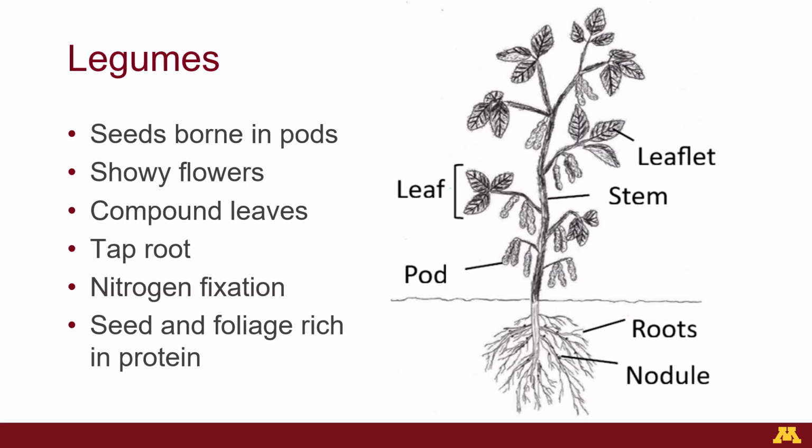These include seed borne in pods, showy flowers, compound leaves, biological nitrogen fixation, and seed and foliage rich in protein and taproots. Here we see a mature plant of soybeans, a legume grown for grain production. The figure is a botanical line drawing of a soybean plant labeled with roots, root nodule, pod, leaf, leaflet, and stem. Note the seed borne in pods as well as the compound leaves. The compound leaf of a soybean plant consists of 3 leaflets.